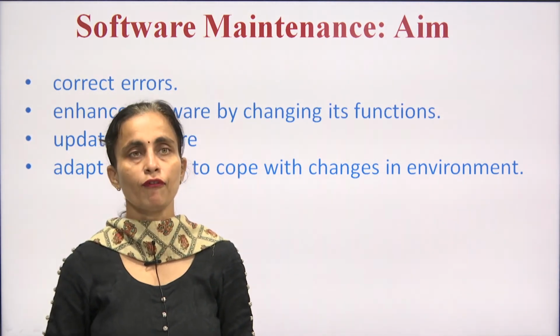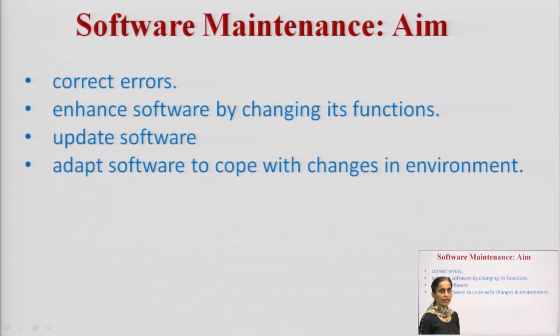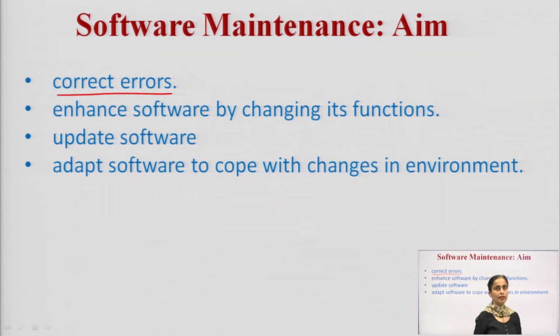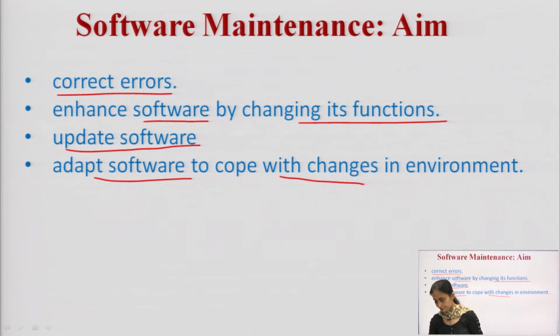Next comes the aim of software maintenance. The first and foremost aim is to correct the errors that come up in my software product even after the product has been delivered. The second is to enhance the software by changing its functions. The third aim is to update my software to the changing user needs. Then we want to adapt the software to cope with the changing environment.